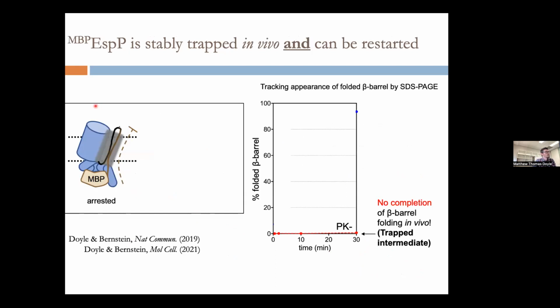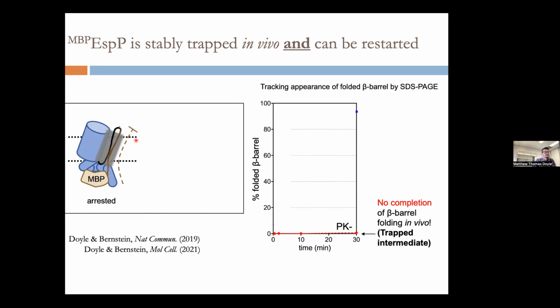So I expressed this in bacteria. And what I observed is, so we can track the final stages of protein folding very easily on an SDS page. So what I observed was that the barrel folding did not complete. It was completely stable, right? So this was a very highly trapped and stable protein folding intermediate, I thought.